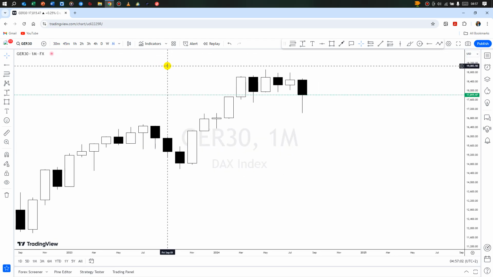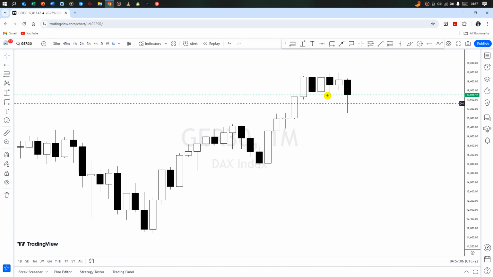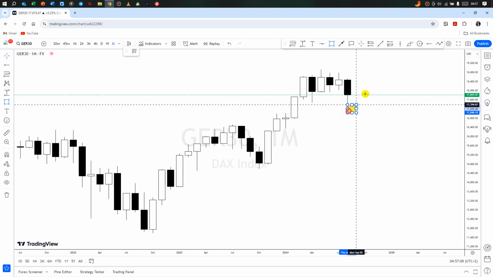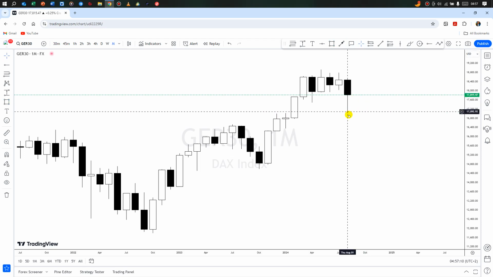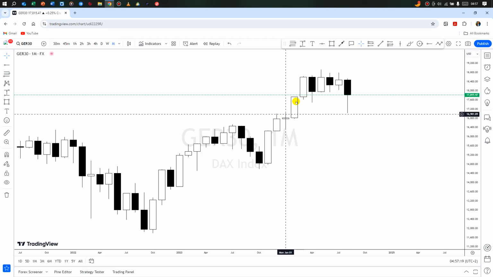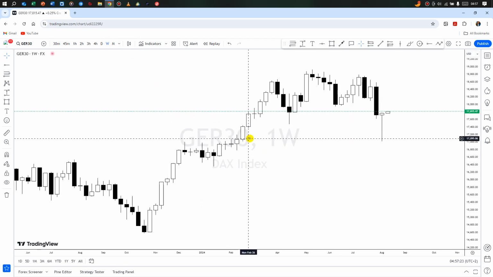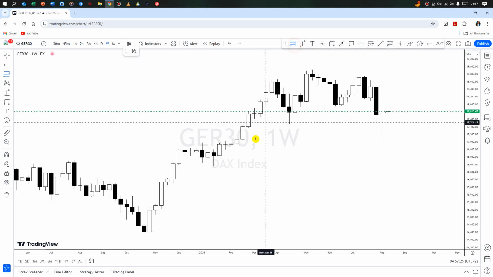So currently I'm on GER 30, or the German 30 index. As you can see, the price has been pushing up, rejecting to the upward side here on the current month. We want to know why the price is going up, because we do not have any visible zone around this area here. So on the weekly time frame, let's check.